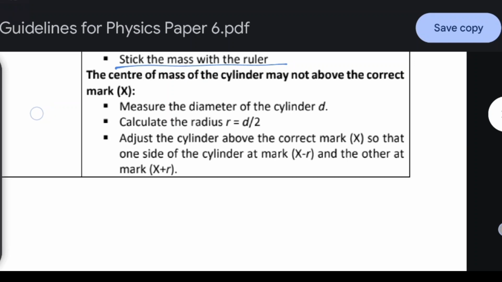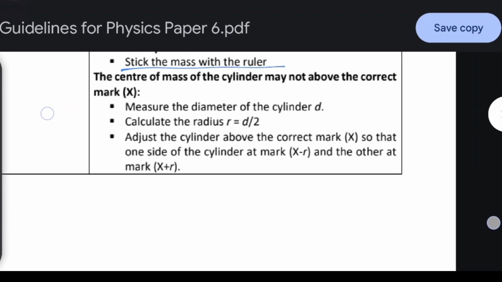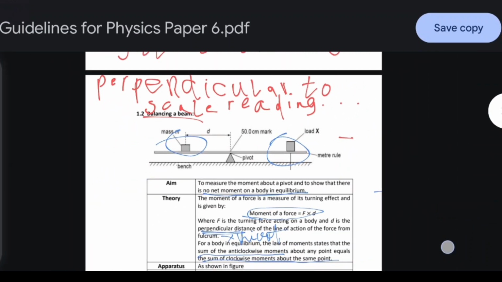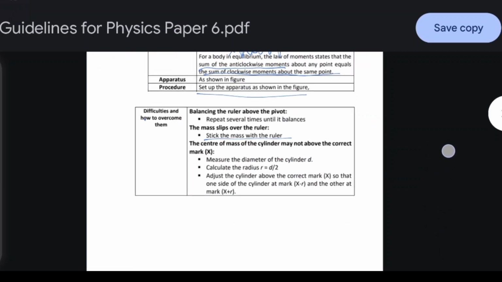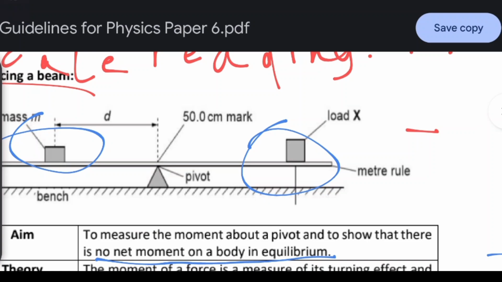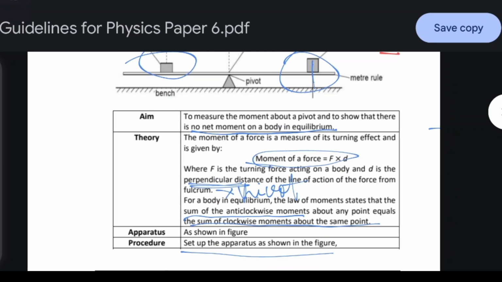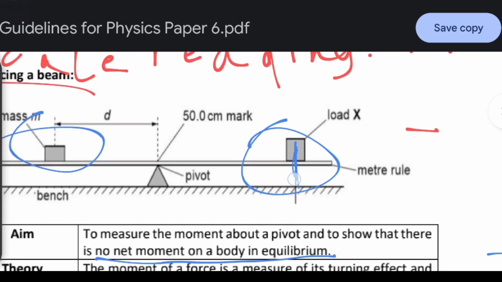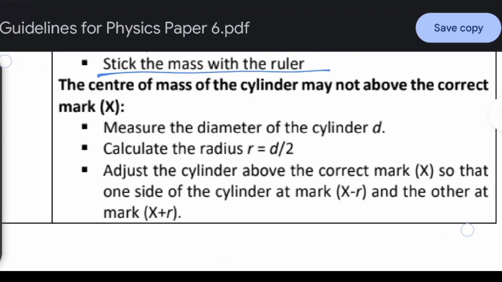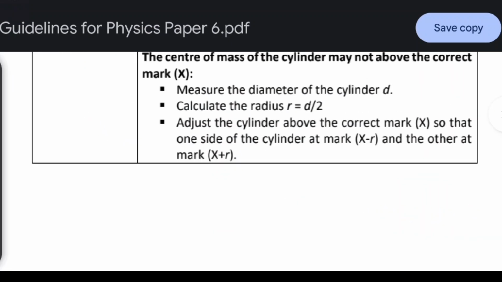All right. Now next, the center of mass of the cylinder may not be above the correct mark X. What are they trying to say here? Oh, okay, so they're telling that the center of mass of the cylinder may not be above the correct mark X. Like the center of mass of this load, I mean. This might not be at the correct mark which we are requiring. Okay? So what you can do for this is measure the diameter of the cylinder.